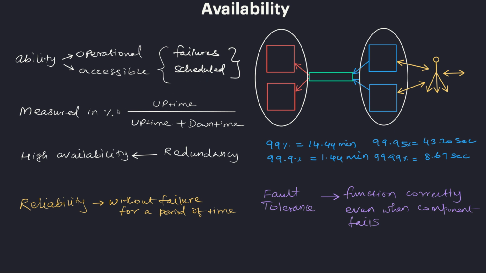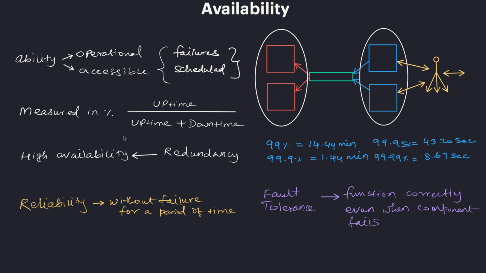The availability is generally measured in percentage. This is actually the ratio between uptime over the overall time. So if we take, say, 100 days as an example, if the system is available for 99 days and it is down for 1 day, then we'll say that the system was available for 99%, or the availability of the system is 99%.